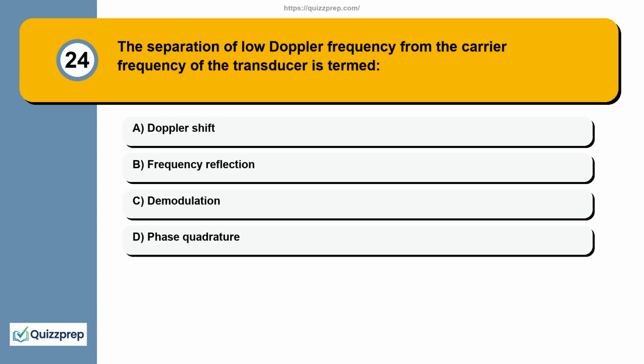Question 24. The separation of low Doppler frequency from the carrier frequency of the transducer is termed Doppler shift, frequency reflection, demodulation, phase quadrature.